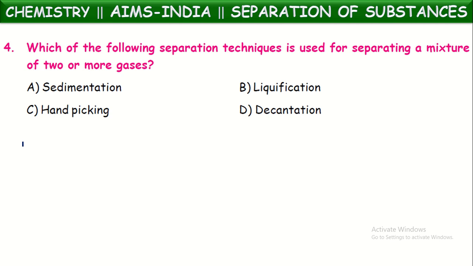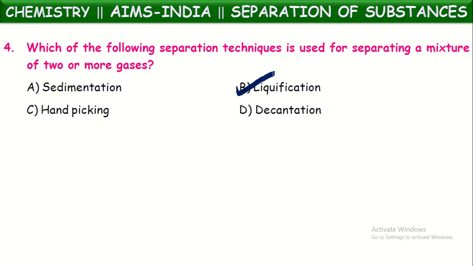Next one. The next question: which of the following separation techniques is used for separating a mixture of two or more gases? Which method can we use for separation of two or more gases? The method used is liquefaction. By liquefying the gases, the one which has the lower boiling point will be liquefied first. At that particular temperature, the other component will still be in the gaseous form. In that way, the liquid component can be separated from that. That method is called liquefaction.